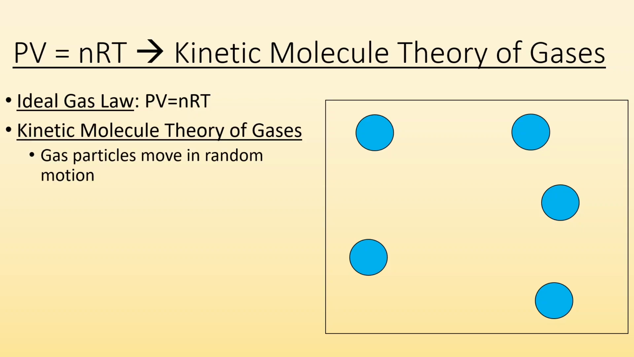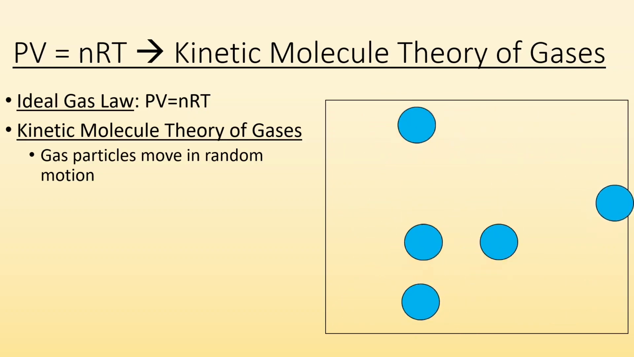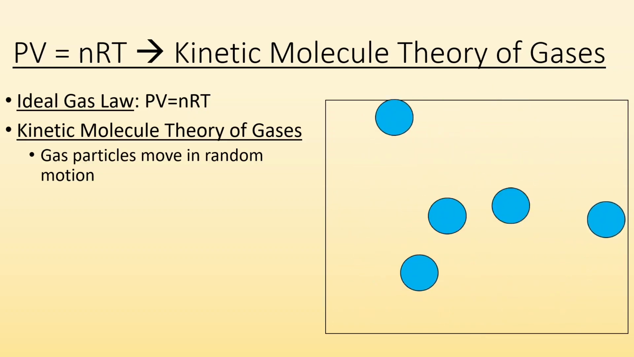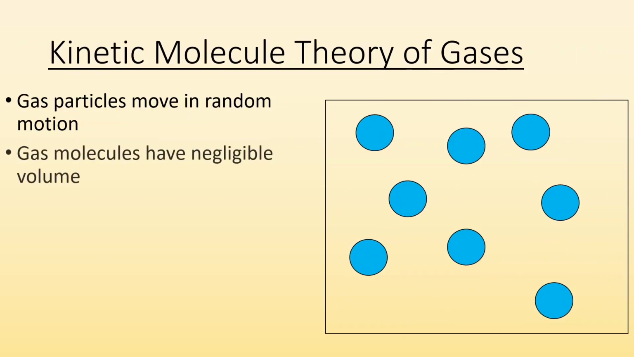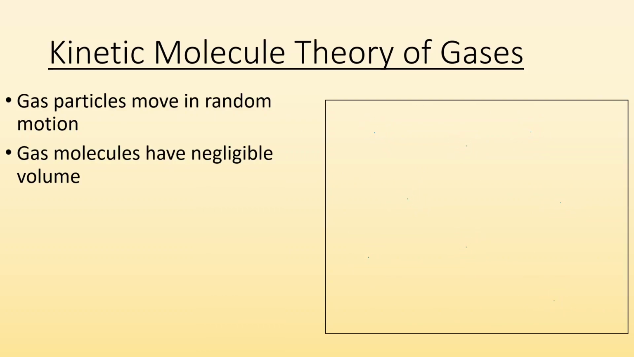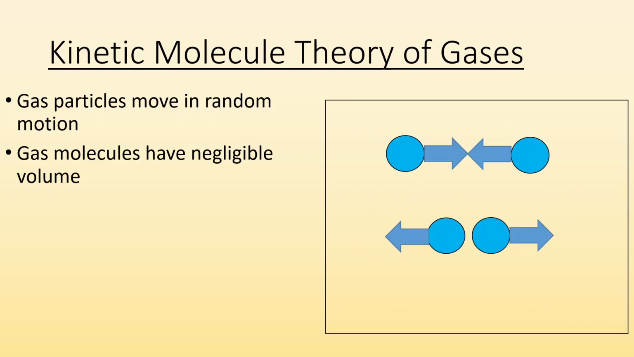So first major feature is gas particles move in random motion. So they're moving all around in random motion until they bump into something, and then they change direction and they keep moving like that. All right. They also have negligible volume. So the gas particles themselves are really small compared to the volume of the container. So we just say that they have no volume.